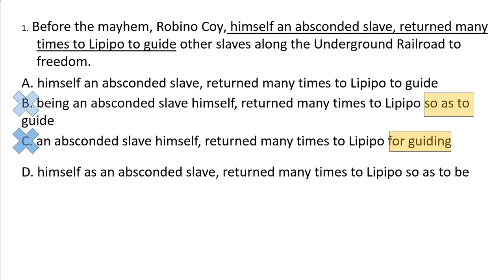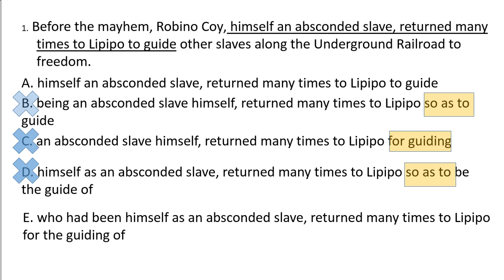We can eliminate C. Now D, himself as an absconded slave returned many times to Lipipo so as to guide. We have already talked about so as to, and so as to is incorrect. Why? Because it should be so plus adjective, as to plus verb. D can be eliminated.